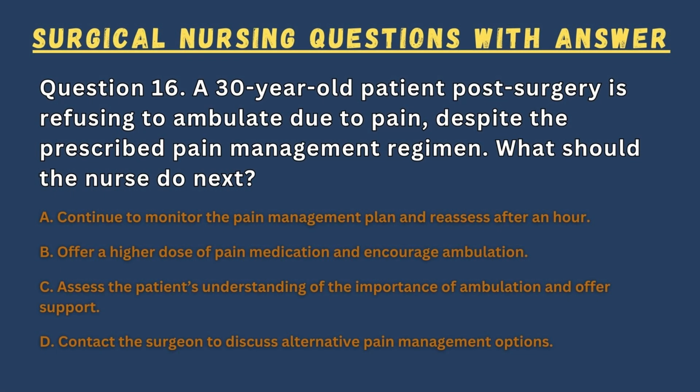Question 16. A 30-year-old patient post-surgery is refusing to ambulate due to pain, despite the prescribed pain management regimen. What should the nurse do next? A. Continue to monitor the pain management plan and reassess after an hour. B. Offer a higher dose of pain medication and encourage ambulation. C. Assess the patient's understanding of the importance of ambulation and offer support. D. Contact the surgeon to discuss alternative pain management options.